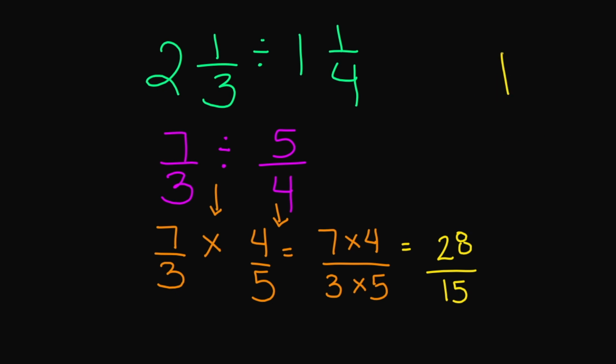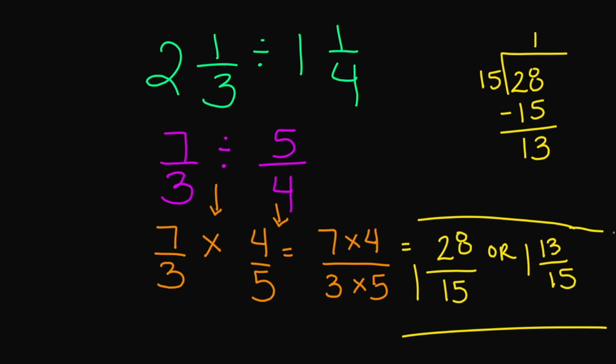Since I have an improper fraction, let's turn this back into a mixed number. 15 goes into 28 one time. 15 times 1 is 15. 28 minus 15 is going to equal 13. And this is your final answer.